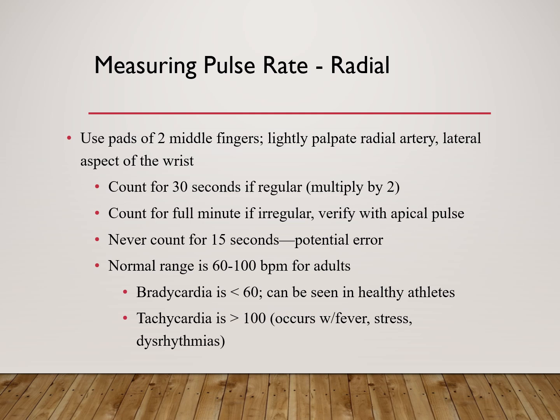So when you're measuring the pulse, you use the 2 middle fingers, you lightly palpate the artery. Do not obliterate, you just lightly palpate. You're going to count for 30 seconds and multiply times 2. The normal range is 60 to 100 beats per minute. Less than 60 is considered bradycardia. Greater than 100 is considered tachycardia.